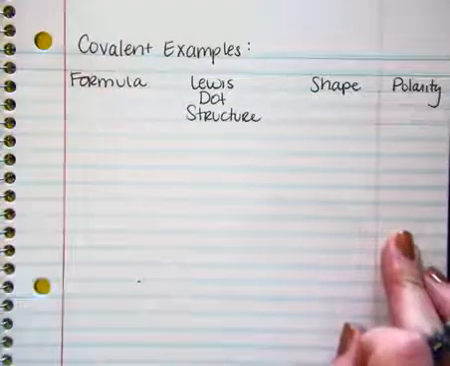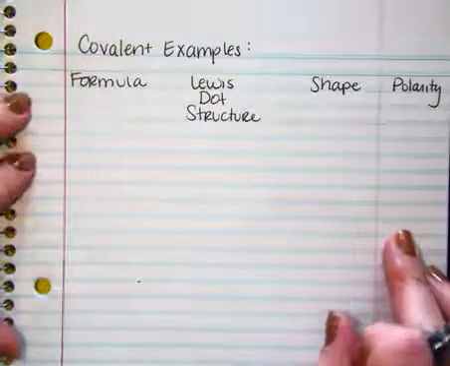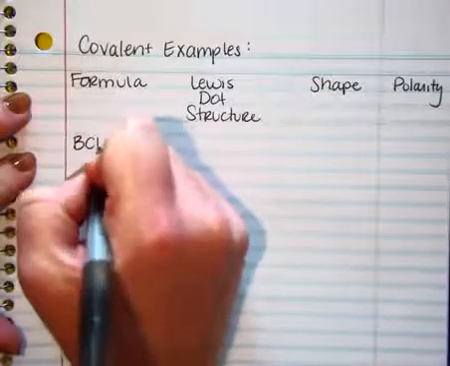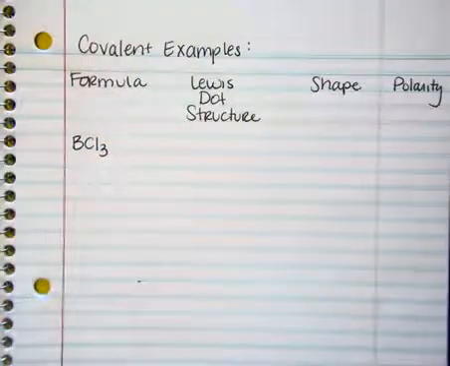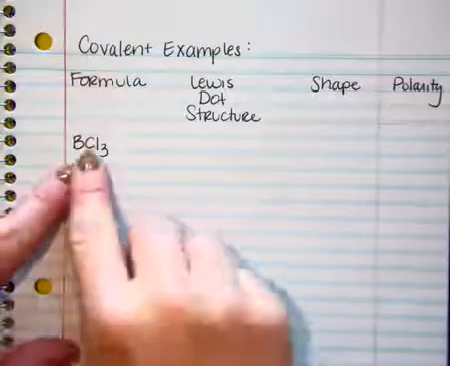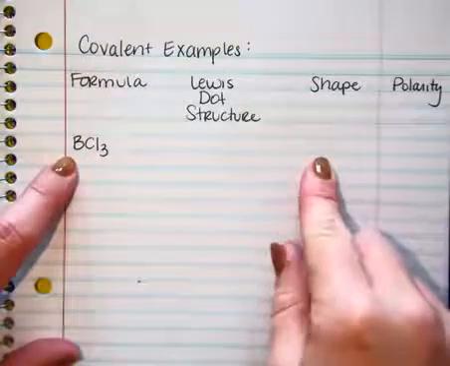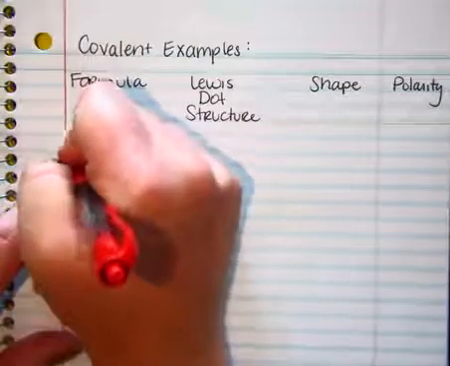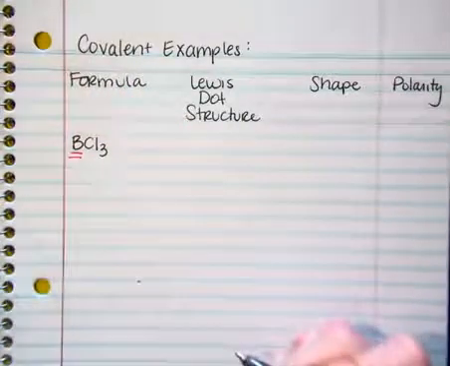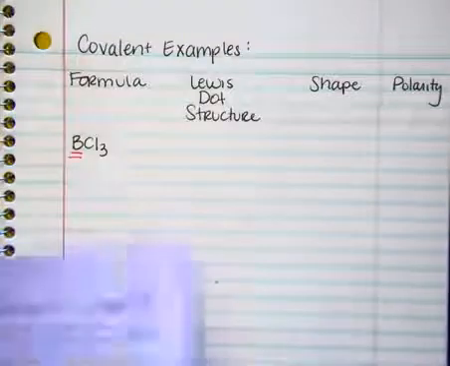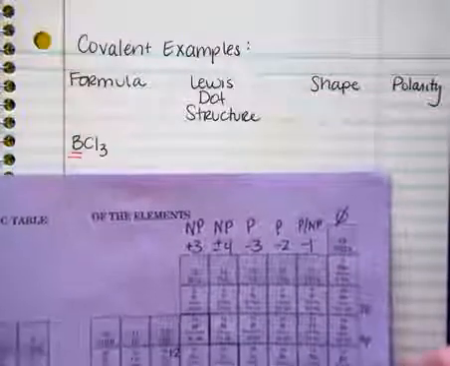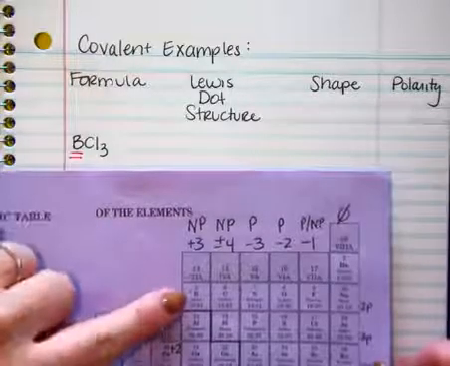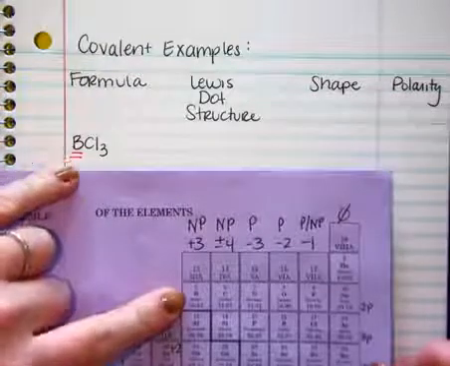Okay, so the first thing we're going to look at is boron trichloride, BCl3. And the first thing that you want to do when you are asked about shape and structure of covalent molecules is identify what the central element is, because the central element is going to dictate what shape you use. The central element is always going to be the one that there's only one of, for the most part. So in this case, our central element is boron, because I only have one boron.